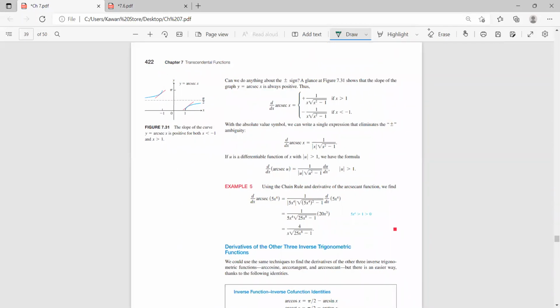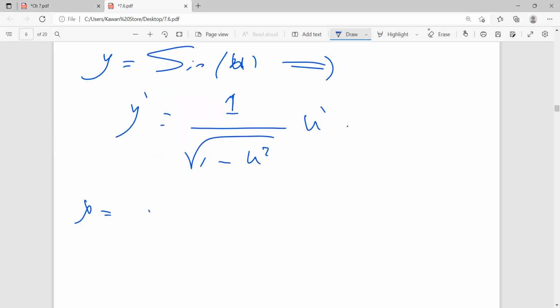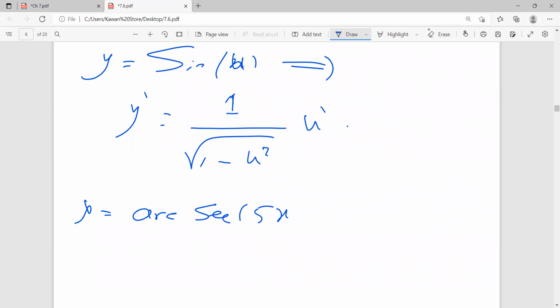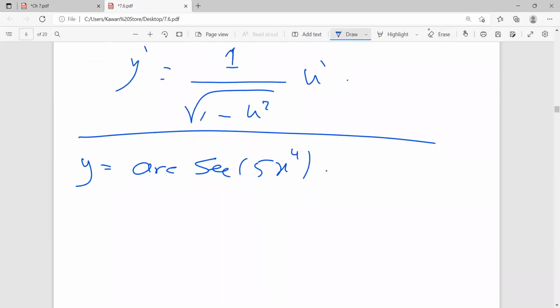Look at that example. For example, find the derivative of y equal to arc secant of 5x to power 4. So how do we find that one? First, think about the formula. Then second, you can solve it. I'm going to change that one to sine at the beginning. Understood? Then later I'm going to solve it as secant, the same. Just apply the formula, it's easy.